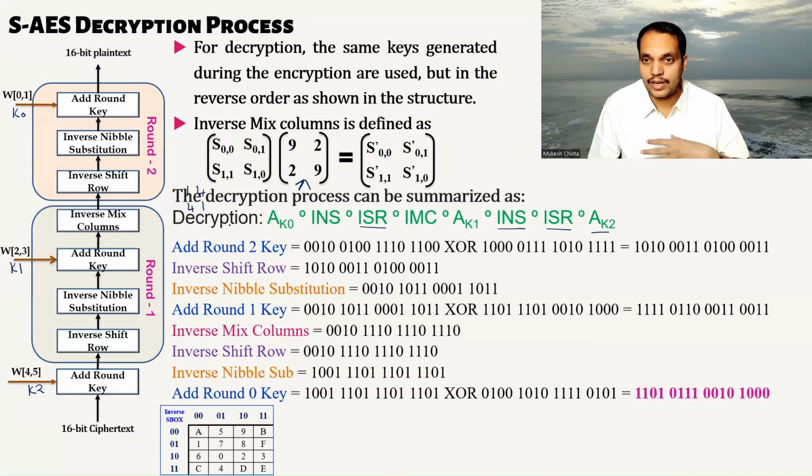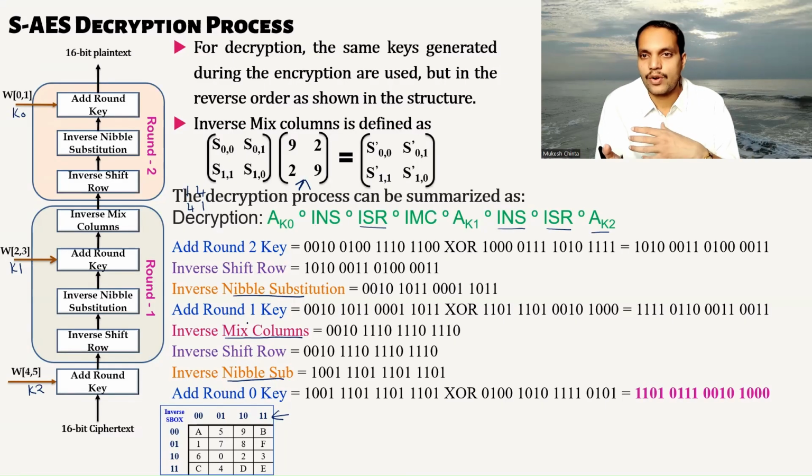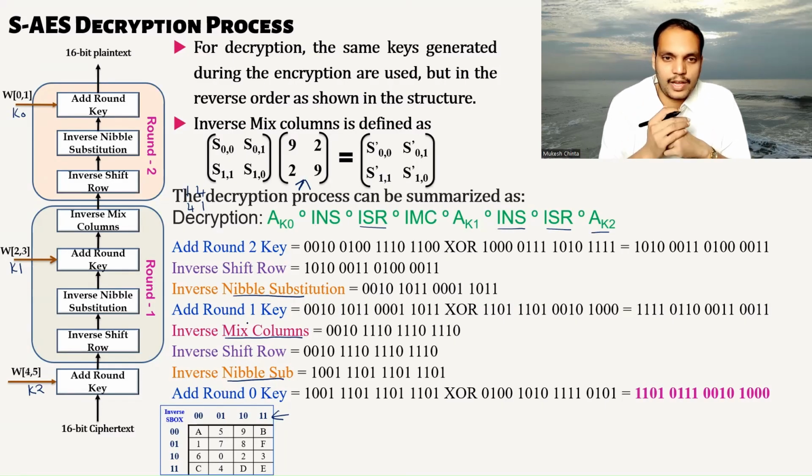For our example, I did do the reverse order also, and if you are interested, please go through the same steps again and try. I'm also giving the inverse S box. This is the inverse S box, which you have to use for the inverse nibble substitution here and here. And this is the matrix multiplication, which you have to do for inverse mix columns here. And the same round keys, which we calculated during our encryption process, can be used for decryption also.